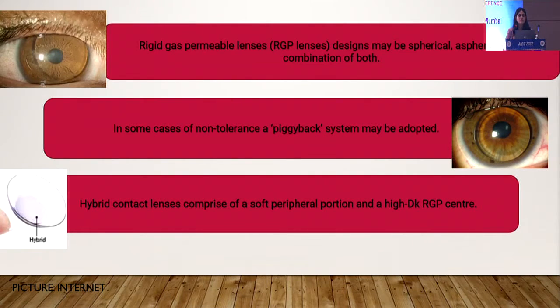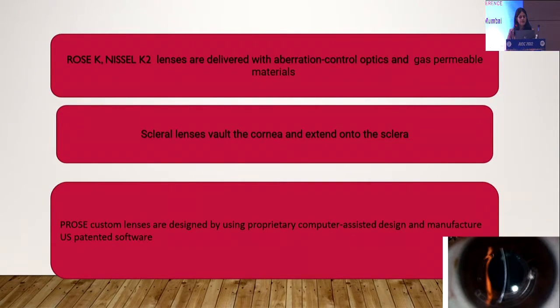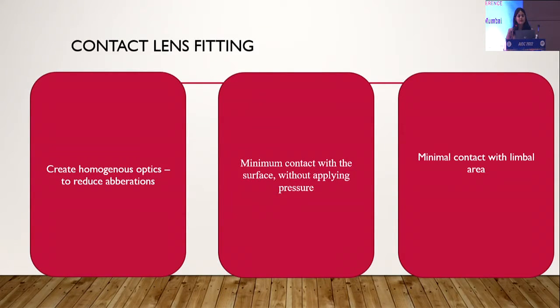In case the patient is not tolerating an RGP lens, a piggyback system, as can be seen in the picture, shows a soft contact lens as a base over which a rigid gas-permeable lens is placed, therefore improving the patient's comfort. A hybrid contact lens, as discussed, has a soft peripheral portion and a high gas-permeable center. There are specialized contact lenses as well, but the advantage comes when you offer scleral lenses to the patient, which vault over the cornea. And nowadays, with more specialization, there are customized computer-assisted contact lenses as well, which are called the PROSE lenses.